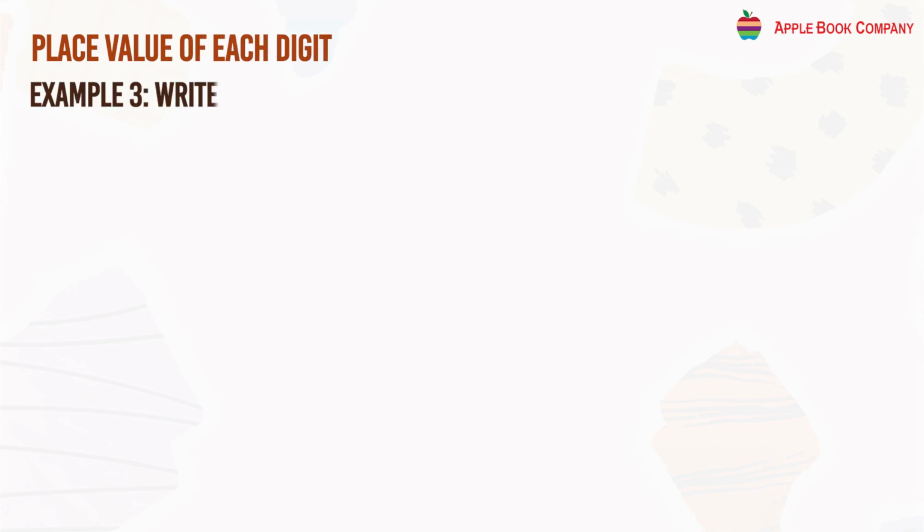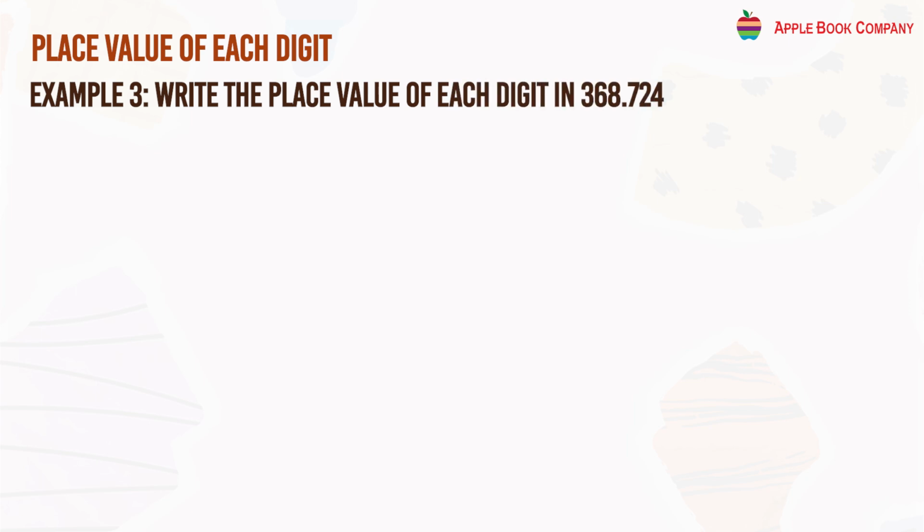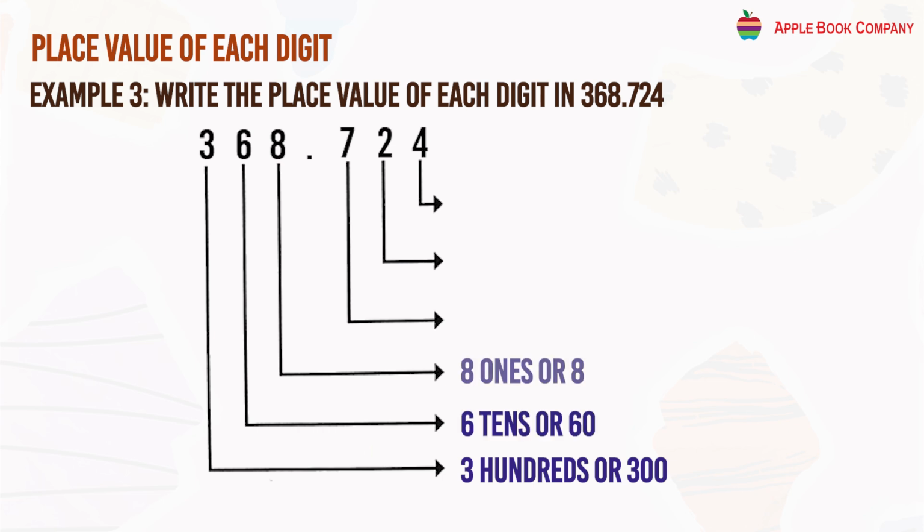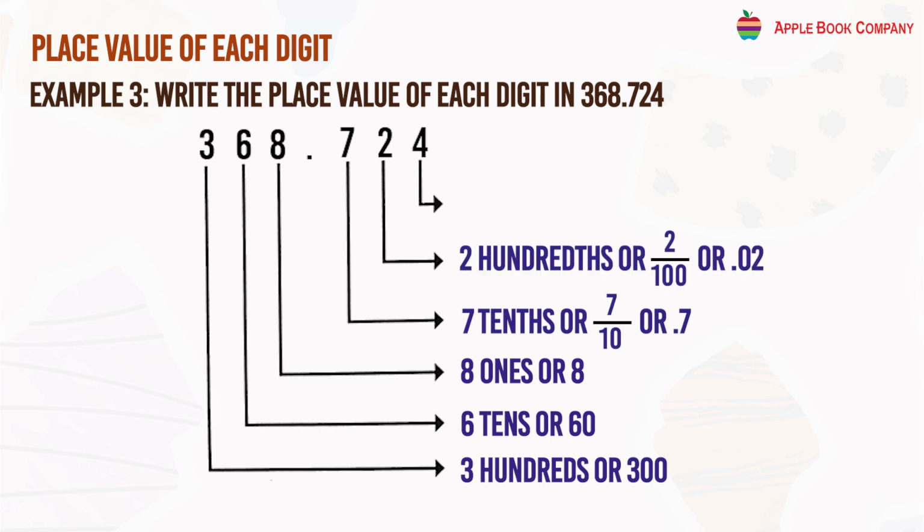Example 3. Write the place value of each digit in 368.724. 3 hundreds or 300, 6 tens or 60, 8 ones or 8, 7 tenths or 7 by 10 or 0.7, 2 hundredths or 2 by 100 or 0.02, 4 thousandths or 4 by 1000 or 0.004.